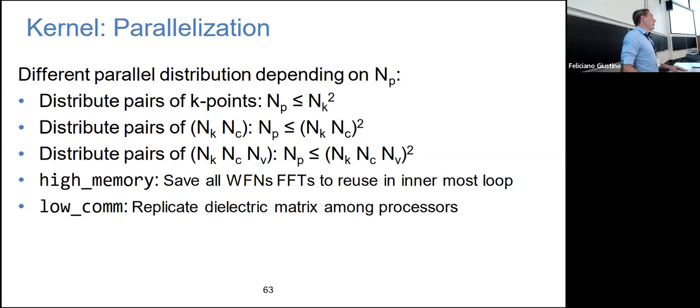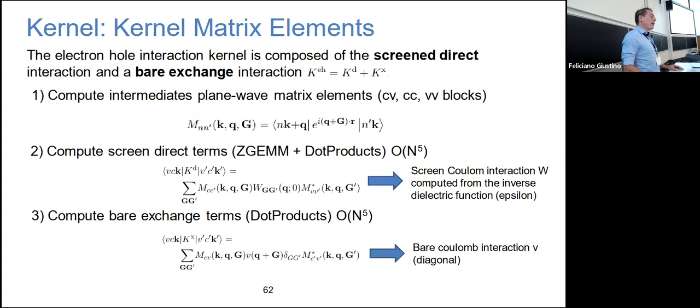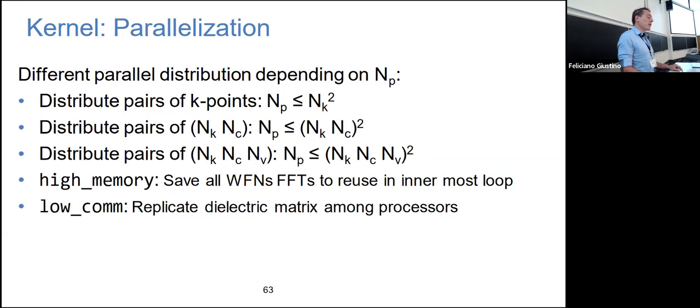This is memory consuming, but allows you to greatly speed up the evaluation of the matrix elements given in one, because you pre-compute the outermost loop, and you can reuse the transform FFT in the innermost loop several times. The other key that is important in order to save communication is what we call low com. Again, it's low com, but requires high memory.